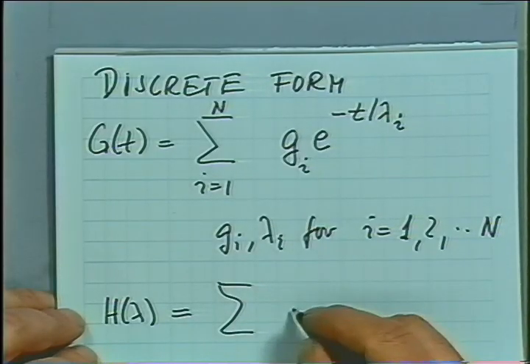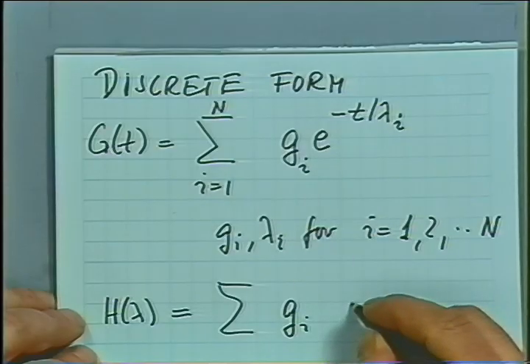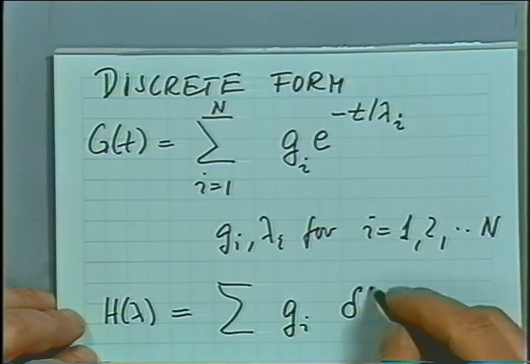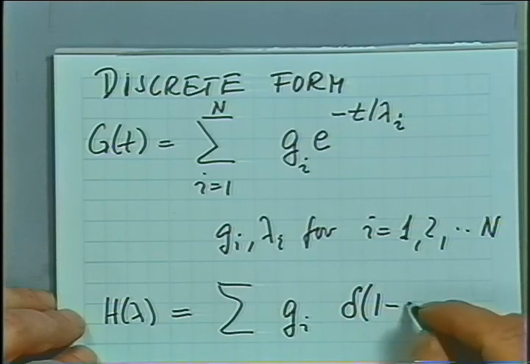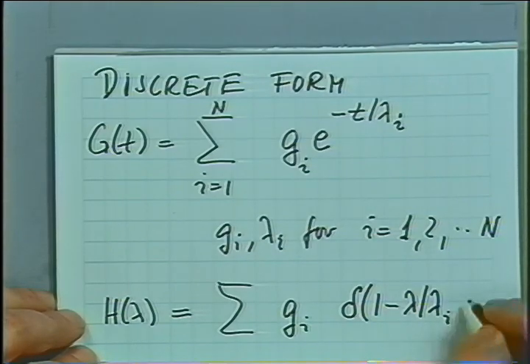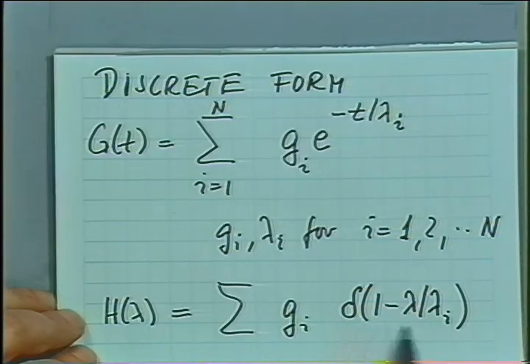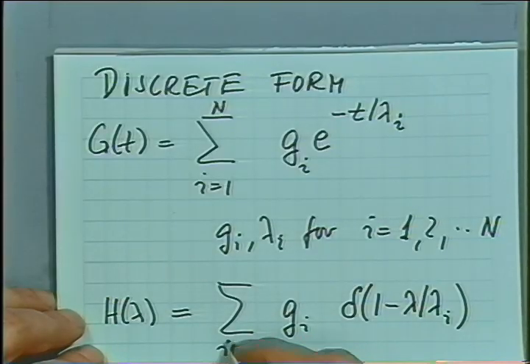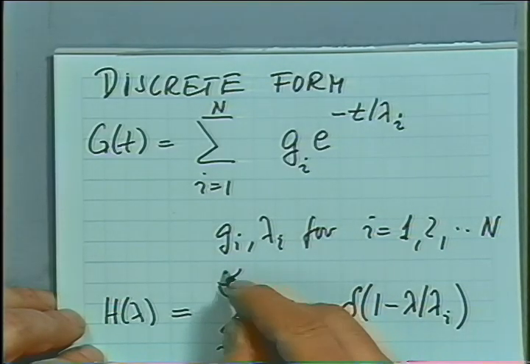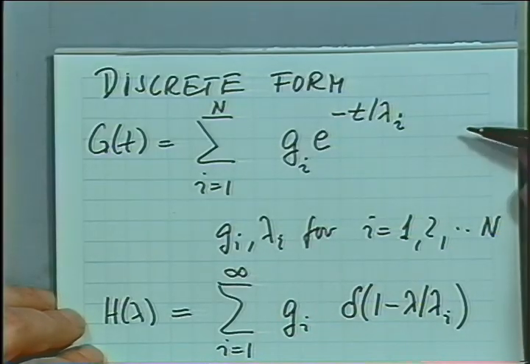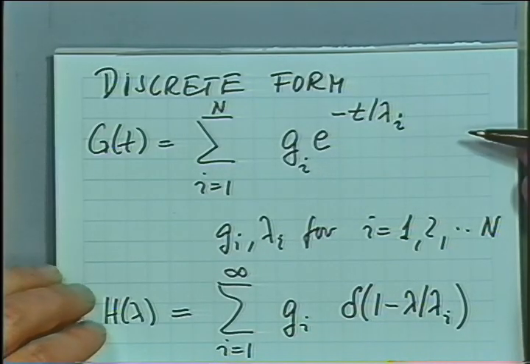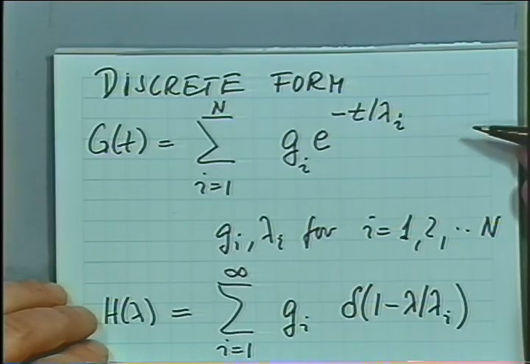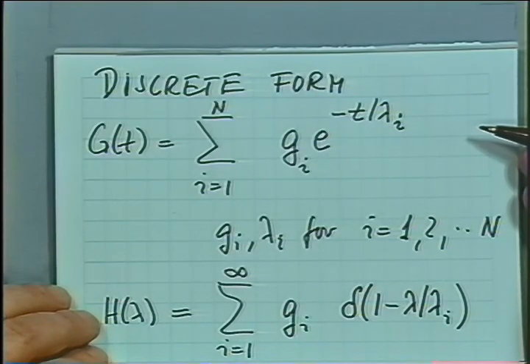we would say the spectrum is just g_i times the Dirac delta function evaluated at 1 minus lambda over lambda_i. Now, this delta function is 0 over the whole range except where lambda is equal to lambda_i. So with that, you're picking specific modes from the overall range, and i is again going from 0 to infinity. So in the discrete representation, we have the relaxation modulus and the relaxation spectrum simultaneously calculated.